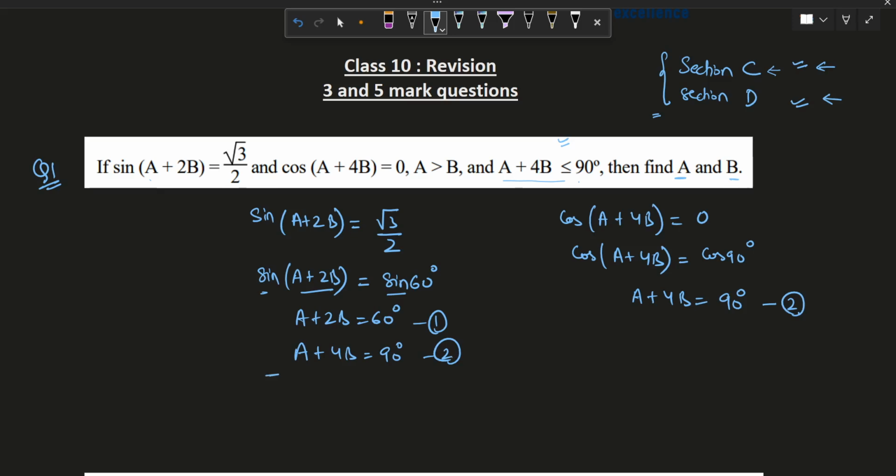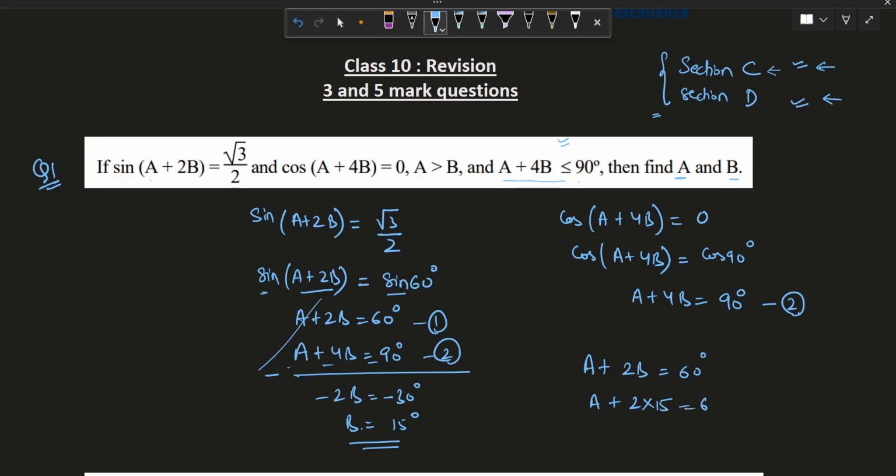How to solve them? You subtract. When you subtract, sign changes. This cancels out. Minus 2B is minus 30 degrees. So B comes out to be 15 degrees. You got B as 15. When B is 15, you know these are linear equations with two variables, so substitute B in any of them. So I'll put it in the first equation. 60 degrees. So A plus 2 into 15 goes to B. So A comes out to be 60 minus 30, which is how much? That is 30 degrees. A is 30 degrees, B is 15 degrees.